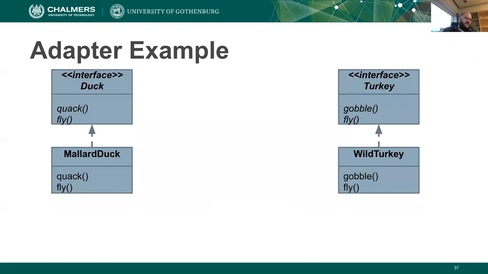So back to our ducks. We have a duck interface and it says all ducks quack and fly. And now we want to add new birds and there's code available to us for a turkey, right? Turkeys are not necessarily the same thing as ducks. They don't quack, for instance, they gobble. So they're similar, but they don't necessarily offer the same interface. We might not be able to rewrite the turkeys, they might just come in as objects from an imported library and we just got to make use of them.